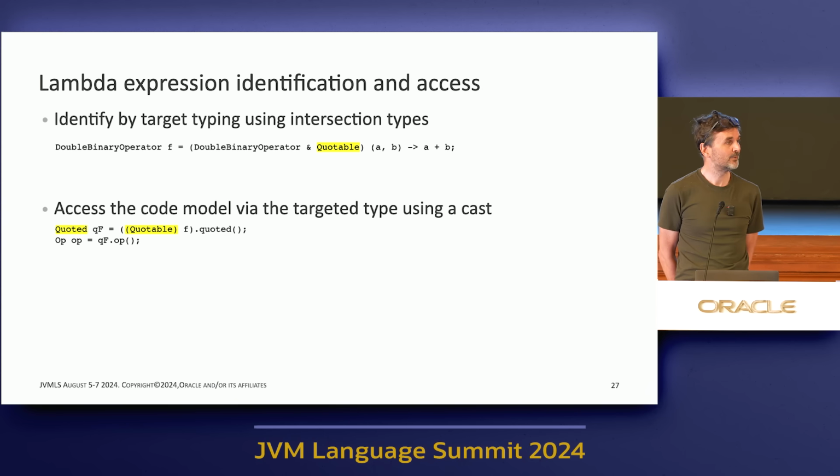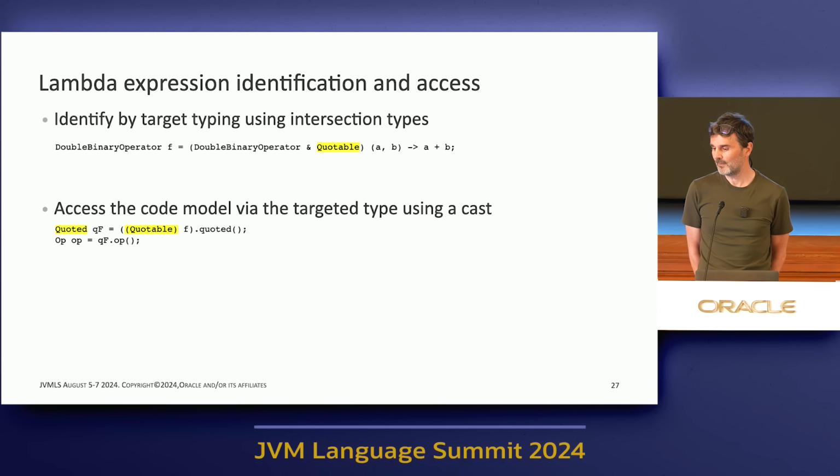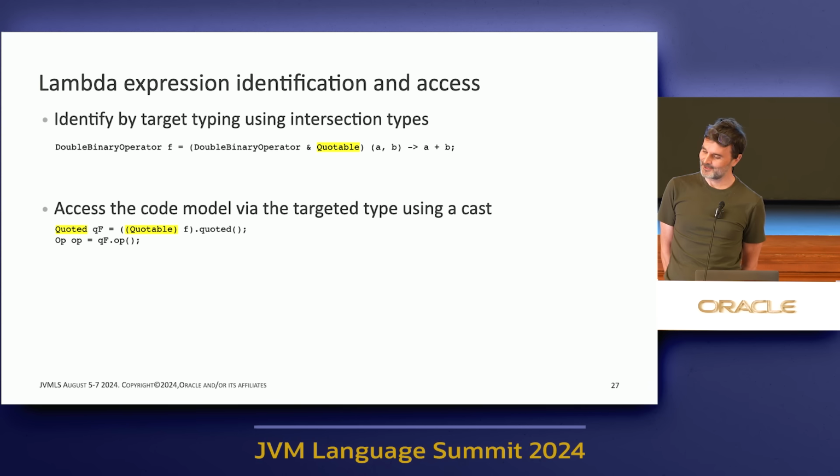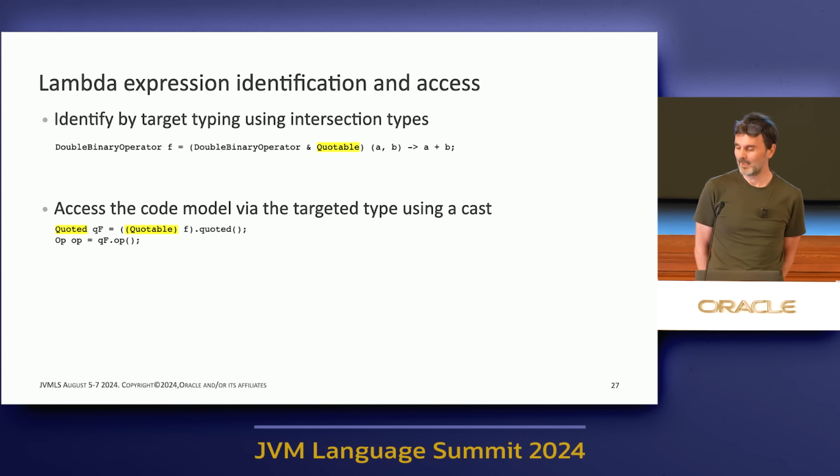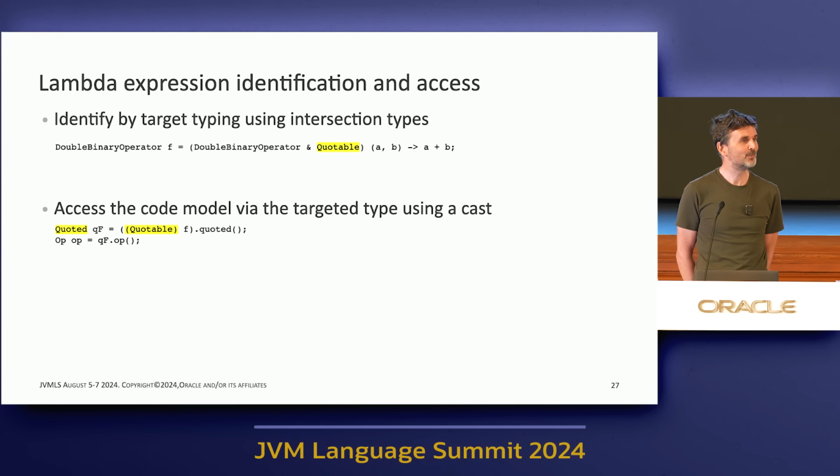So one way we can do this is we can identify by target typing using intersection types. Anyone familiar with serialization will know we're copying exactly what serialization does, but we're not going to be constrained by serialization. I'm using the term quotable here, but please don't think this is metaprogramming. I think this is probably the wrong term, and maybe it should be called reflectable or something like that. We're not trying to add metaprogramming into Java.